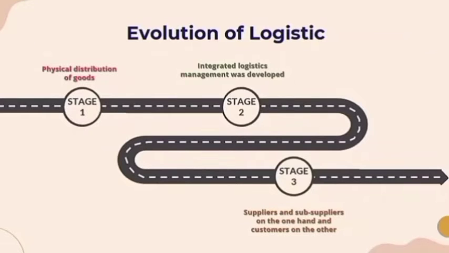The evolution of logistics can be divided into three stages. First stage, in the 1960s and 1970s, the concept of logistics was confined to the physical distribution of goods or outbound logistics. Second stage, in the 1980s, the concept of integrated logistics management was developed. And the last stage, from the late 1980s onwards, organizations start thinking beyond the efficiency of their own logistics operations and expanded the concept of logistics to include all the firms involved.